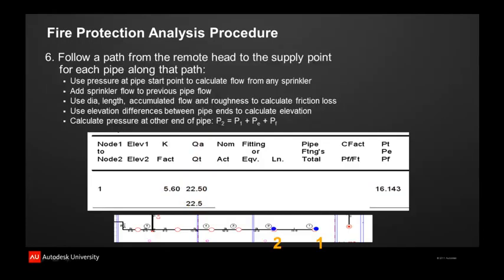All right, then, on to step 6. And this is the step that repeats itself over and over, following a path from the remote head to the supply point for each pipe along that path. Part 1 of step 6 is use the pressure at the pipe start point to calculate the flow from any sprinkler. For the very first point, this is exactly step 5, which we've already done. So we've already filled in the K factor, the flow added for the sprinkler, and the pressure at that first head. We're working on the pipe from 1 to 2. That's that very first pipe in the whole sequence. And as a result, we'll make note of that in our form also.